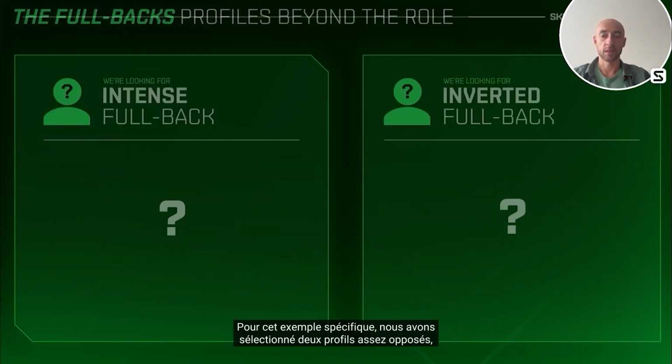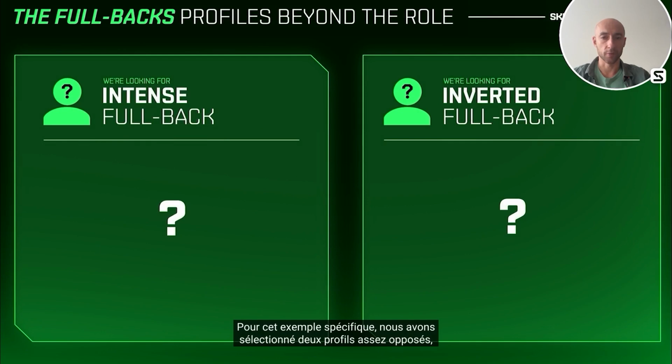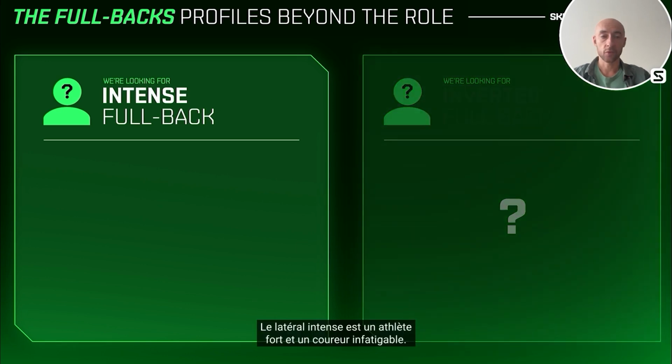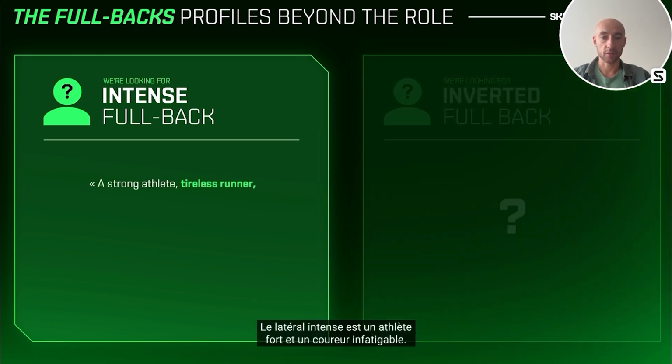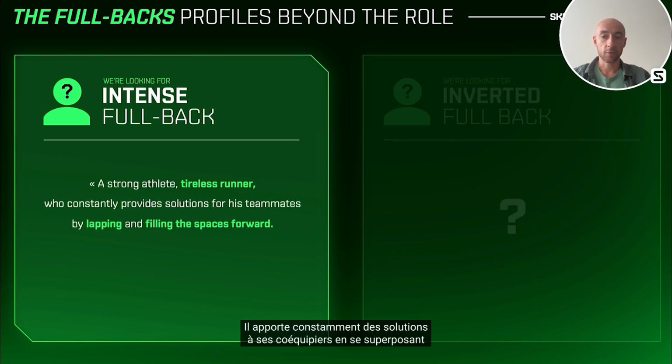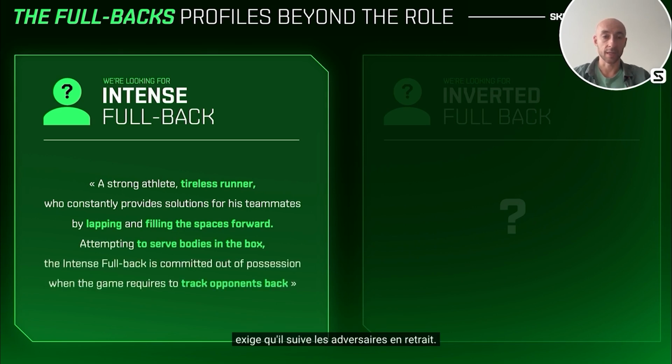For this specific example, we have selected two quite opposite profiles, the intense fullback and the inverted fullback. So what do they do? The intense fullback is a strong athlete and a tireless runner. He constantly provides solutions for his teammates by lapping and filling the spaces forward. He attempts to serve bodies in the box and is committed out of possession when the game requires to track opponents back. So how do we actually track and measure all of these football-specific behaviors useful in a scouting process?